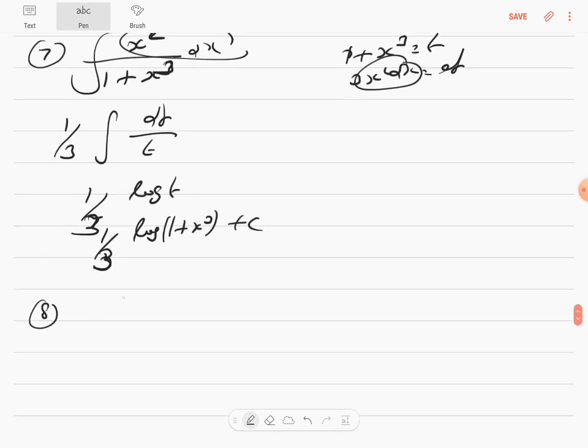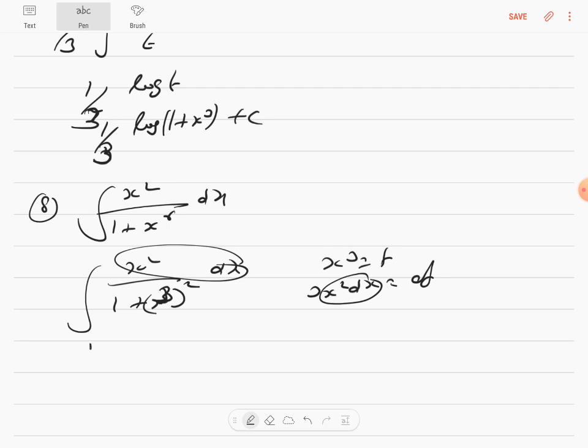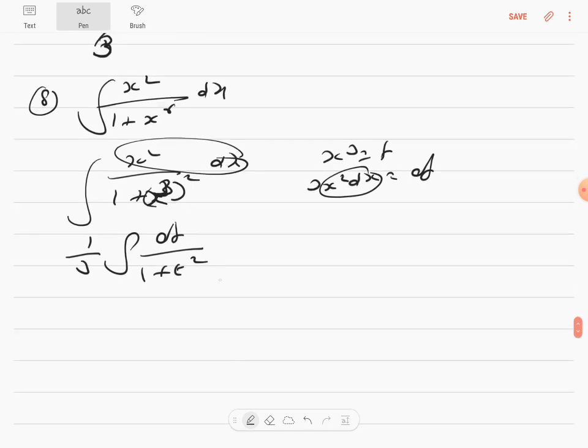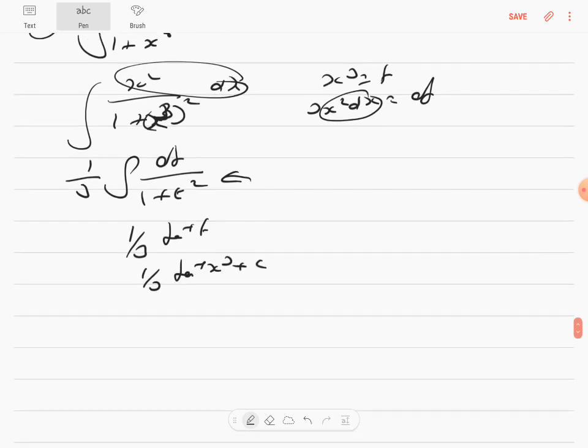Next is, what happens when it is x square by 1 plus x to the power 6 dx? The previous one is x to the power 3. You can write it as x square by 1 plus x cube the whole square into dx. So in that case you can keep x cube as t, and 3x square dx will become dt, and x square dx is here, which will be dt by 3, 1 by 3 into dt by 1 plus t square, and this itself is tan inverse: 1 by a square plus x square is 1 by a tan inverse of x by a. So a is 1 here, so 1 by 3 into tan inverse of t, so 1 by 3 into tan inverse of x cube plus c. So that's how you do this.